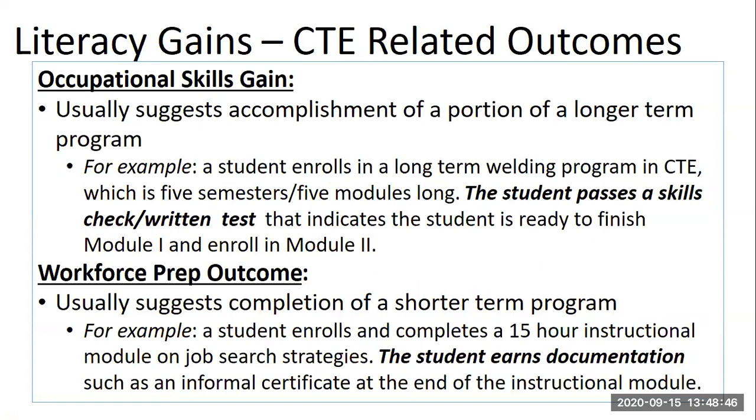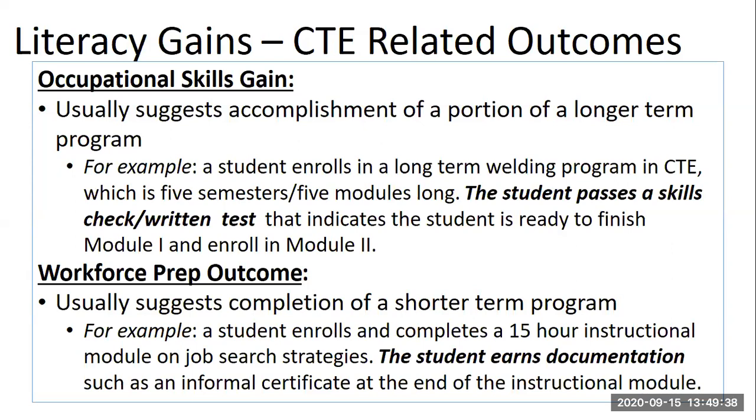Here's another clarification one, moving on to those CTE-related literacy gains, occupational skills gain, and workforce prep outcome. This is the one CAEP-related talking point that I probably talked about more than any single CAEP talking point over the last 5 years, because I put it in every CAEP presentation I ever do, because this is by far the single most frequently asked question in CAEP history. What's the difference between occupational skills gain and workforce prep milestone? They both relate to those CTE-related outcomes. They're both CAEP literacy gains that relate more to CTE folks than ABE or ESL folks.